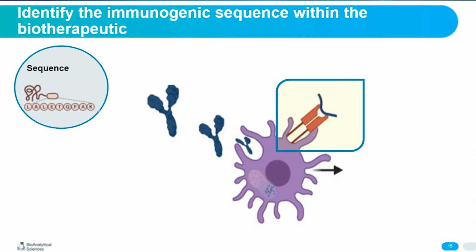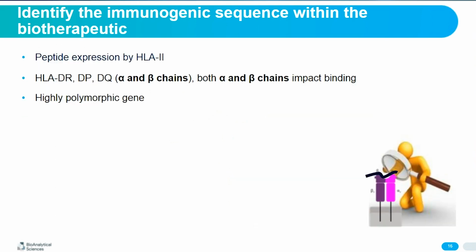To identify the immunogenic sequence within our biotherapeutic, we can go with different approaches. For example, the in silico algorithms that try to assess if a certain peptide can bind or be expressed by the HLA class II. A second method, MAPPs, is experimentally looking at what are those exact peptides that are being presented by the HLA class II. However, to understand this method, we need to better understand the complexity of the HLA class II molecule. With MAPPs, we can identify what are the peptides that are being expressed by the HLA class II.